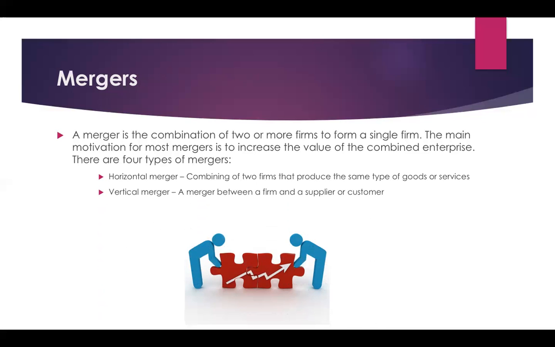The next would be an example of a vertical merger. This is a merger between a firm and either a supplier or a customer of that firm. A good example of this would be Pepsi's merger with different restaurant chains that they service.